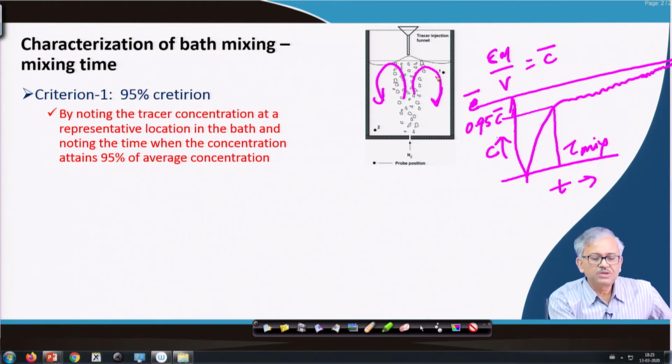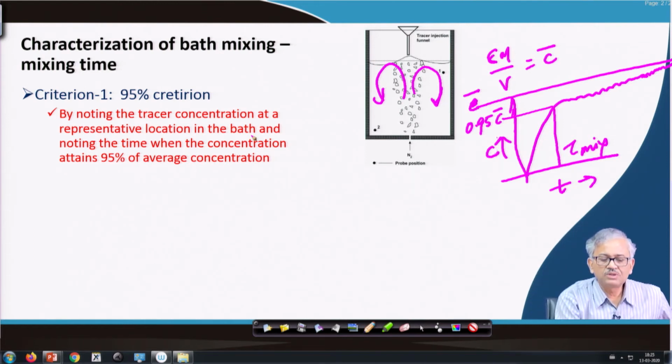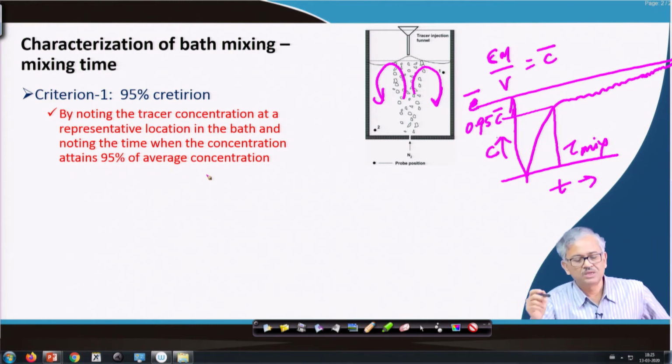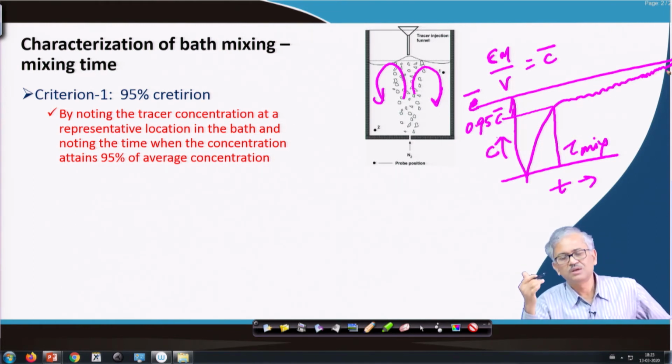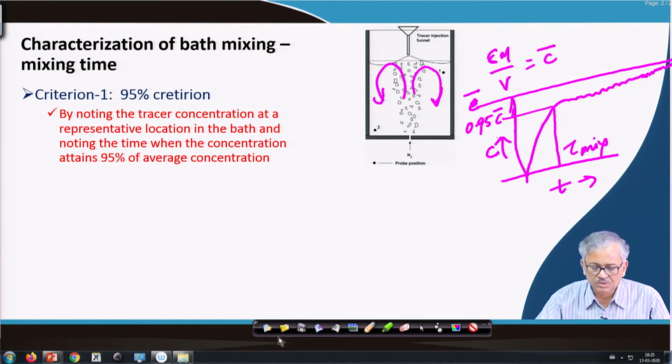So by noting the tracer concentration at a representative location, which may be one location or a number of locations with the average value representing the bath, and noting down the time when the concentration attains 95% of the average concentration, because if you want to attain 100% of the average concentration, it may take too much time because of mass transfer limitation. But if you attain 95% of the average concentration, it is declared as the mixing time. Okay, so this is one of the criteria.